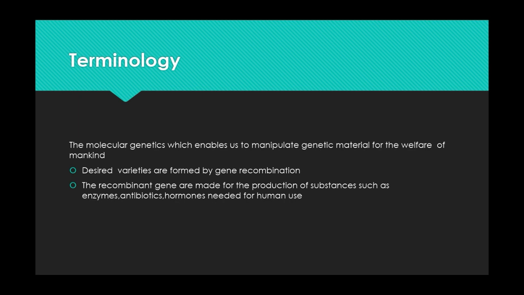The recombinant genes are made for the production of substances such as enzymes. In the case of enzymes, vitamin B3 is made when three enzymes are aligned with a specific amino sequence. Antibiotics, which are used in the immune system, and hormones, such as insulin, are made only by the field of biotechnology, needed for human use.